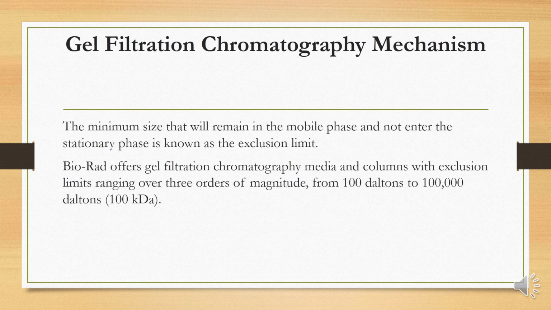Gel filtration chromatography mechanism. The minimum size that remains in the mobile phase and does not enter the stationary phase is known as the exclusion limit. Bio-Rad offers gel filtration chromatography media and columns with exclusion limits ranging over 3 orders of magnitude, from 100 daltons to 100 kilodaltons.